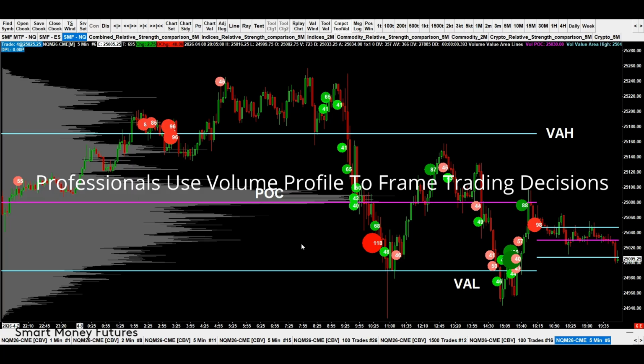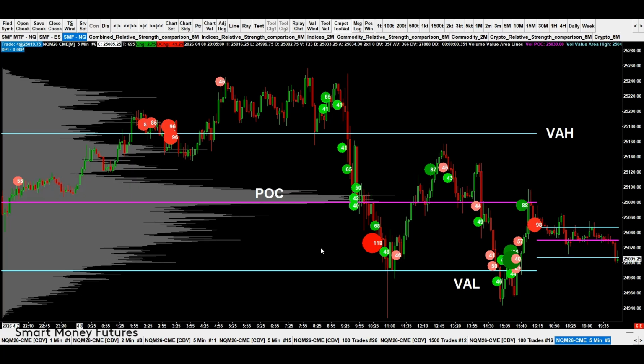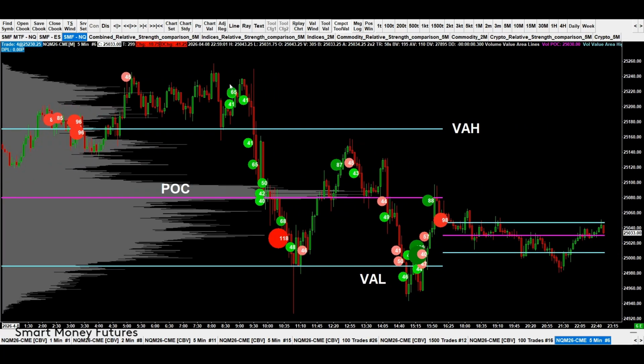Professionals use volume profile to frame decisions, not to replace thinking. They want to know, where is value? Is price inside value, above value, or below value? Is the market accepting a move away from value or rejecting it? Is this a balanced auction or an imbalanced one? Where is invalidation logically located? Where is the target magnet?